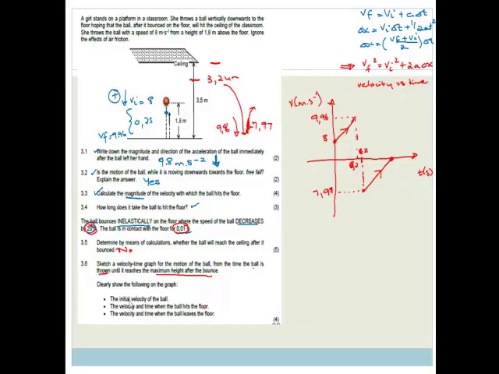And please note what's important: the initial velocity of the ball, done. The velocity and time when the ball hits the floor. So there's the velocity and there's the time. The velocity and time when the ball leaves the floor, there's the velocity. There's the time, there's the velocity. Always make sure that you include everything that they've asked.